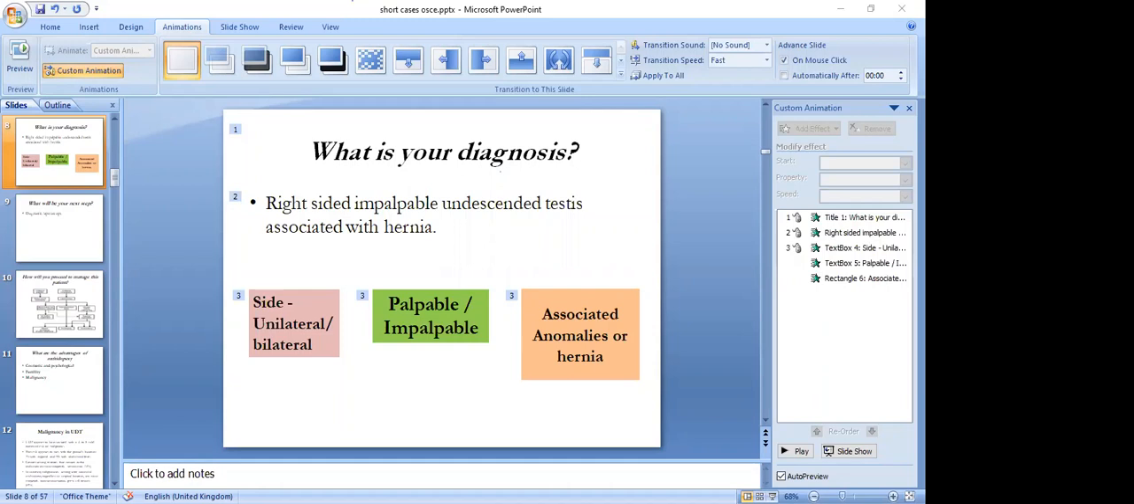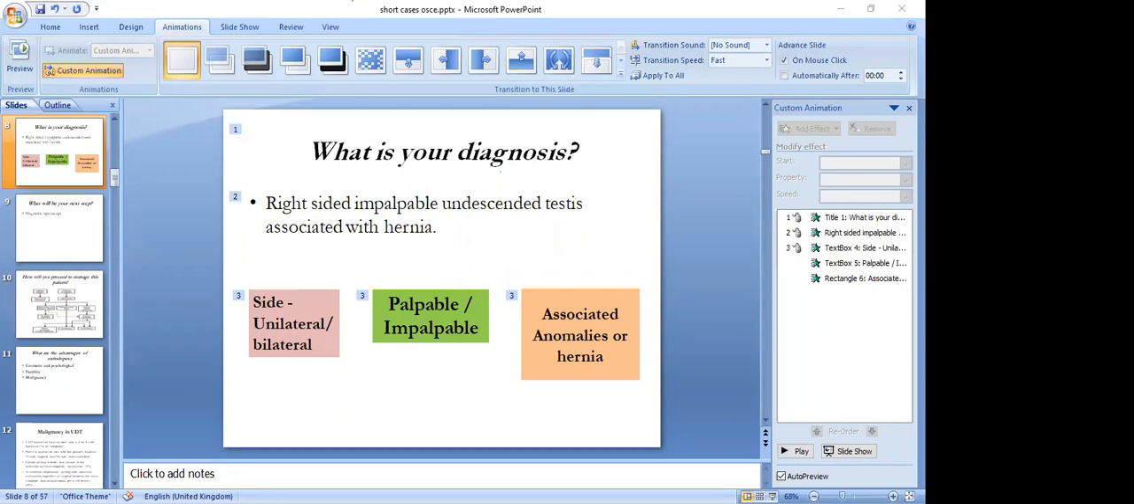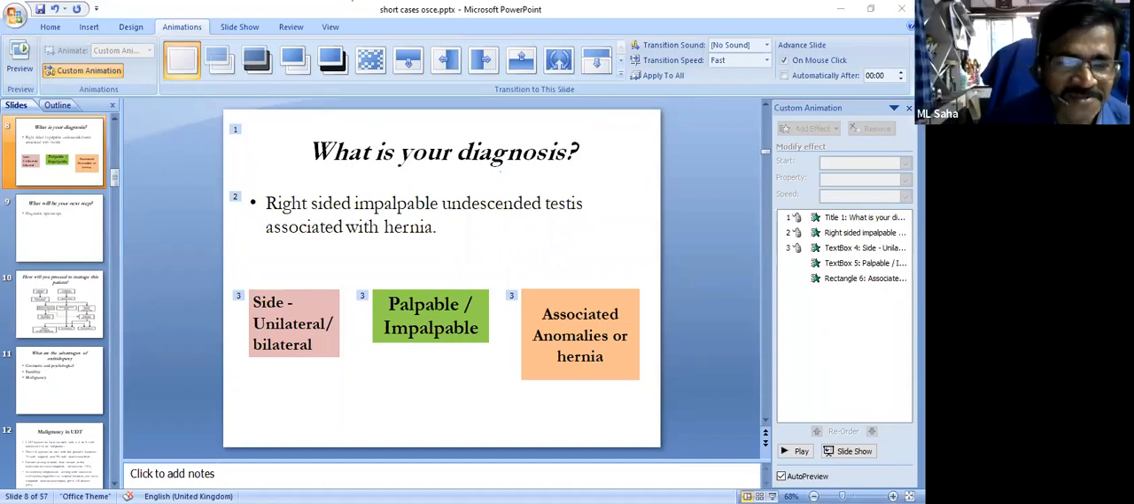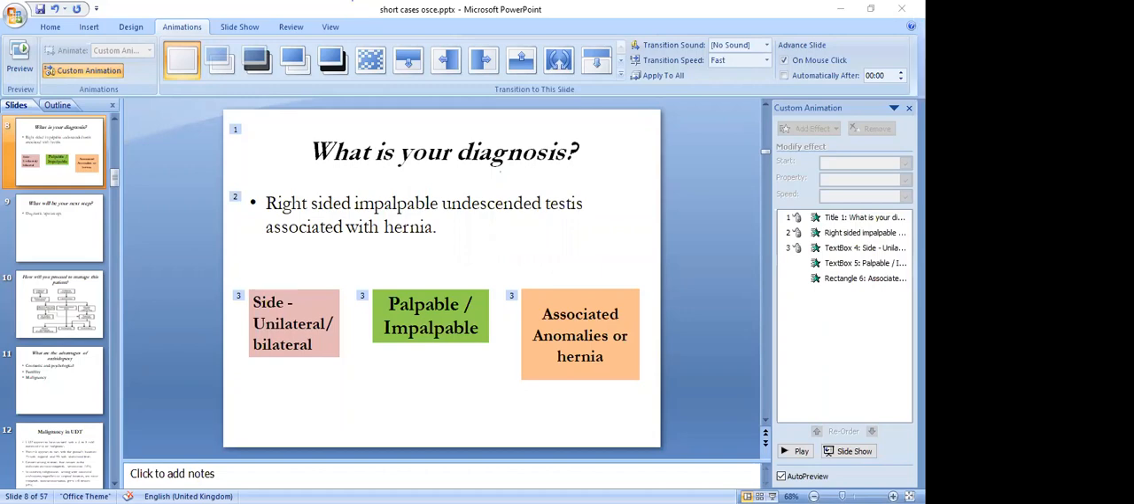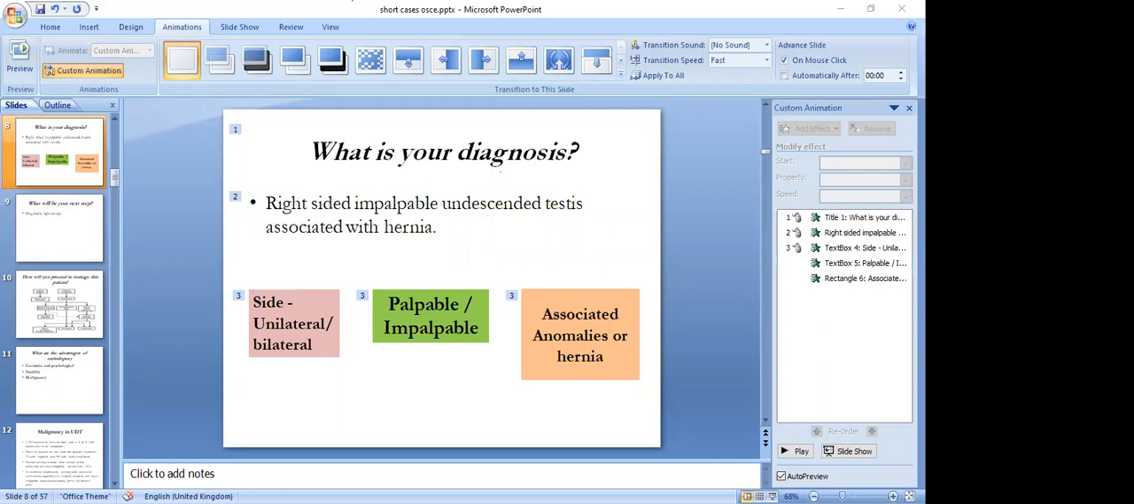Okay, sir. What will be your next step when you don't get a palpable testis? One question before she answers this. A patient has an impalpable testis. What are the possibilities of an impalpable testis? Sir, it can be an absent testis. It can be an undescended testis, and or a vanishing testis. And what else?